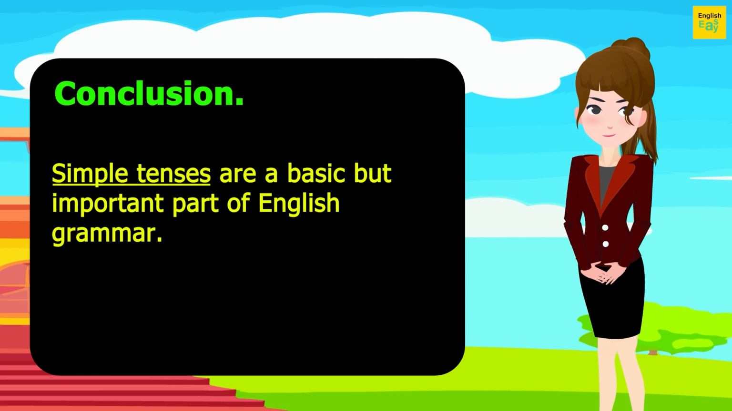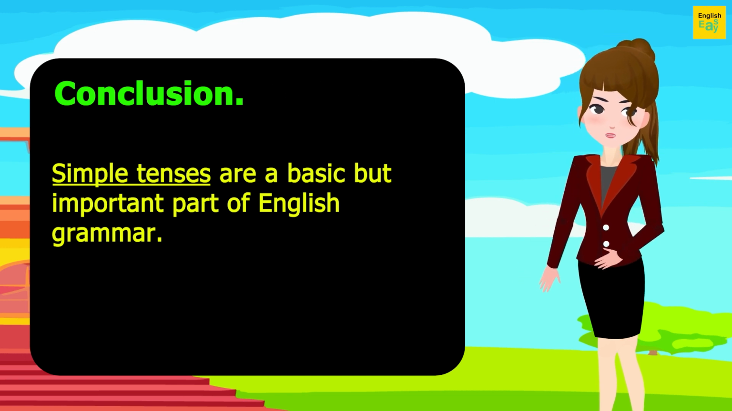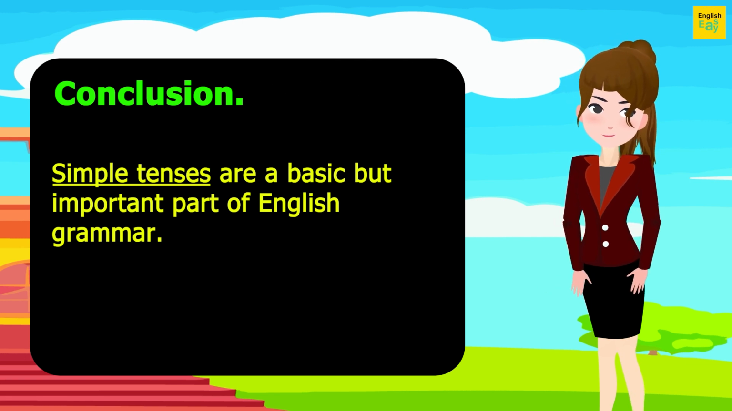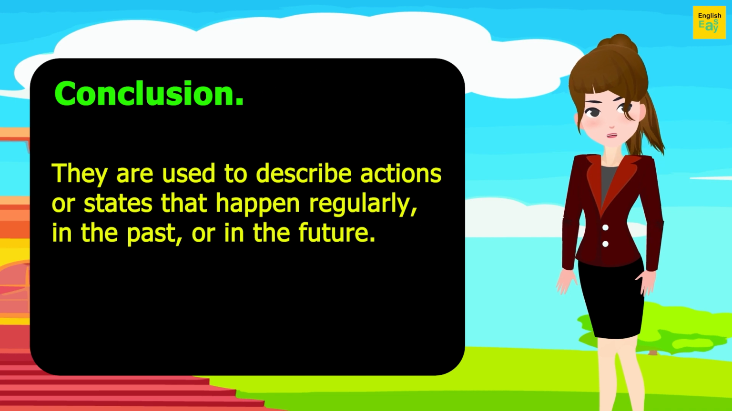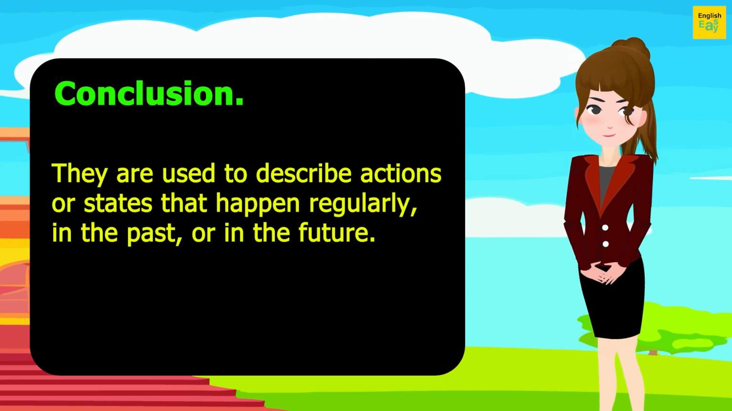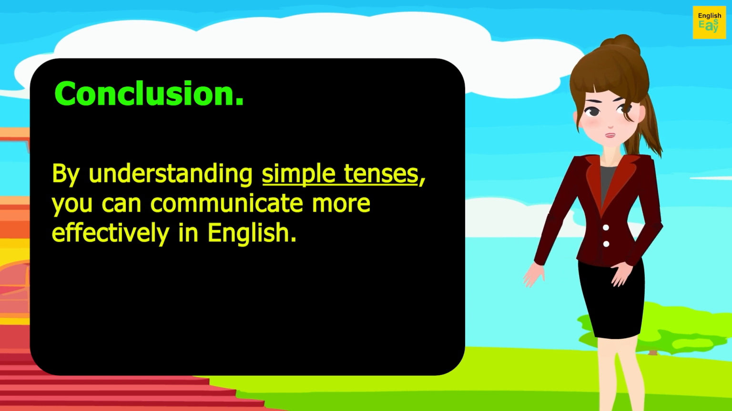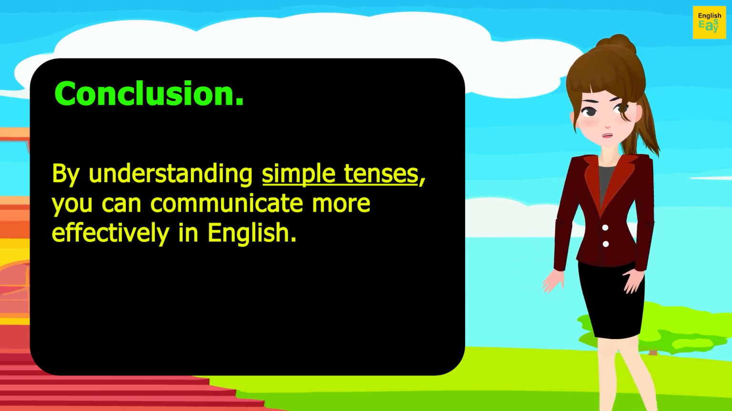Conclusion. Simple tenses are a basic but important part of English grammar. They are used to describe actions or states that happen regularly, in the past, or in the future. By understanding simple tenses, you can communicate more effectively in English.